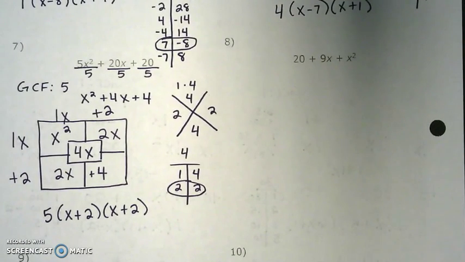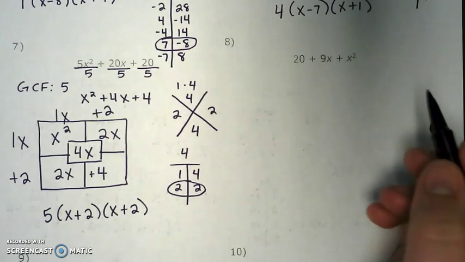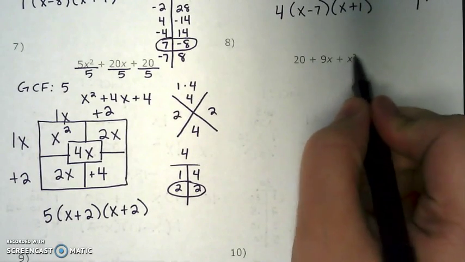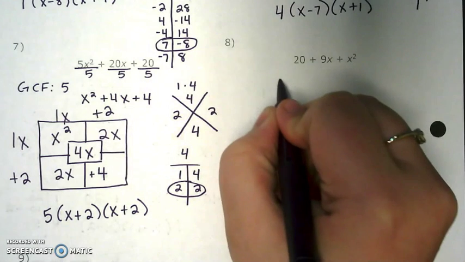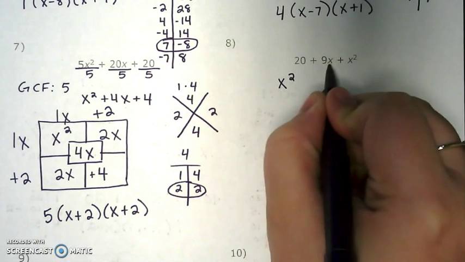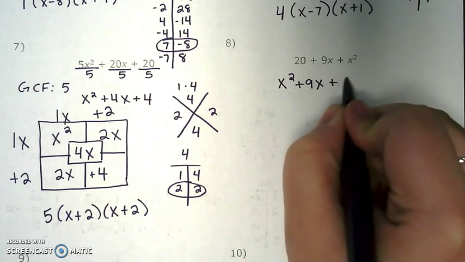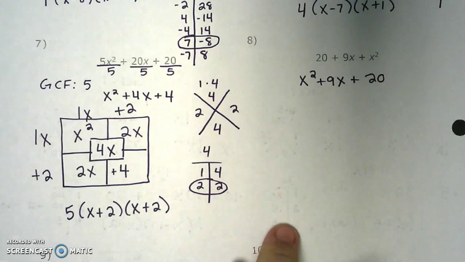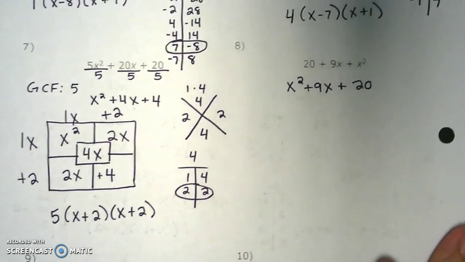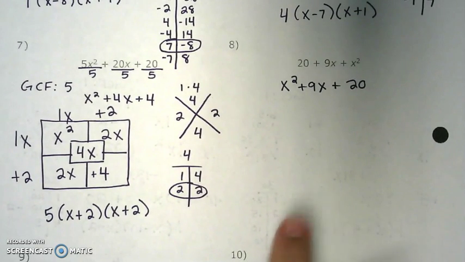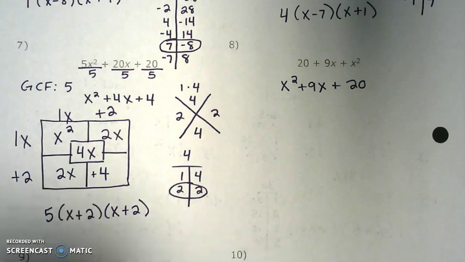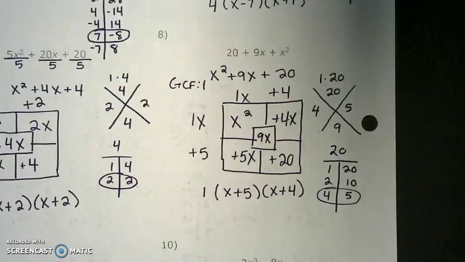Now with 8, it's practically the same exact thing, except you notice it's not in order. So the one with the highest exponent goes first, then this one has a 1, and then the constant comes next. Now, you do the same exact thing that you did for 5, 6, and 7. So now you can go ahead and pause the video and work it out, and then come back to check.